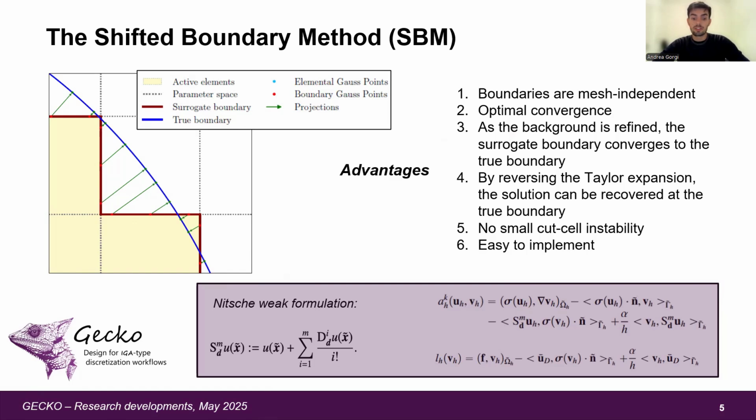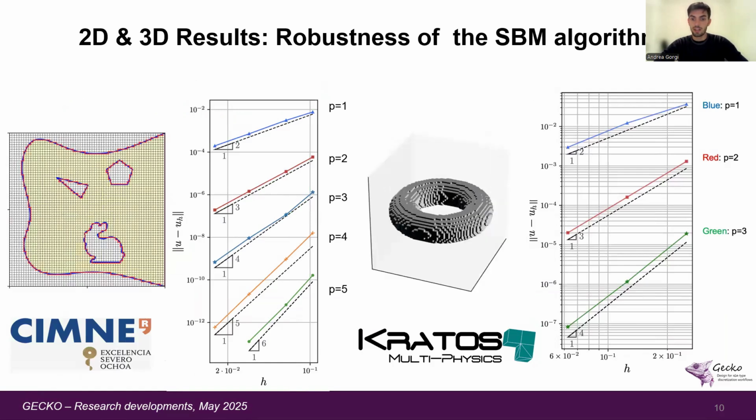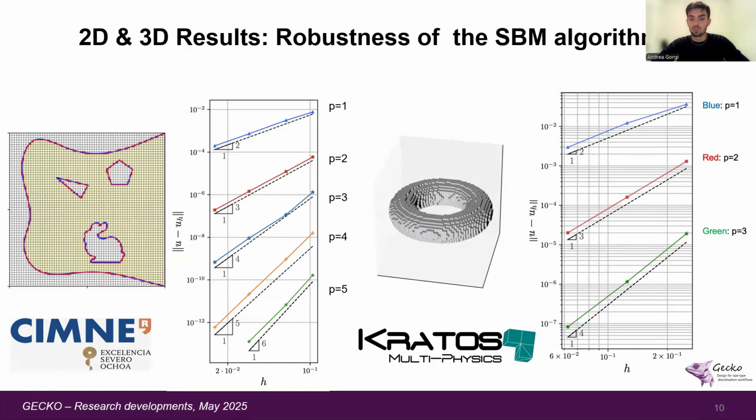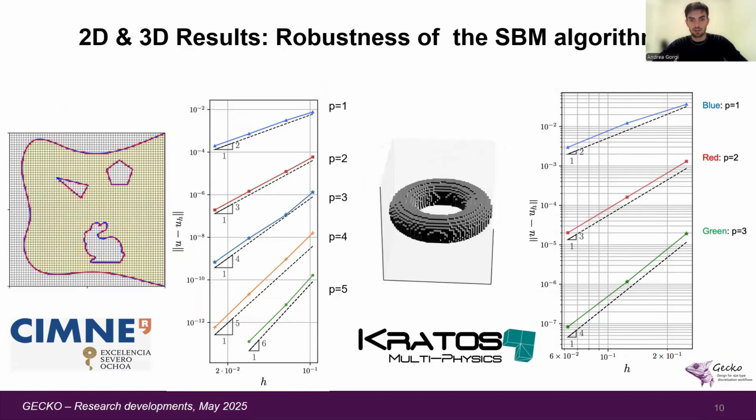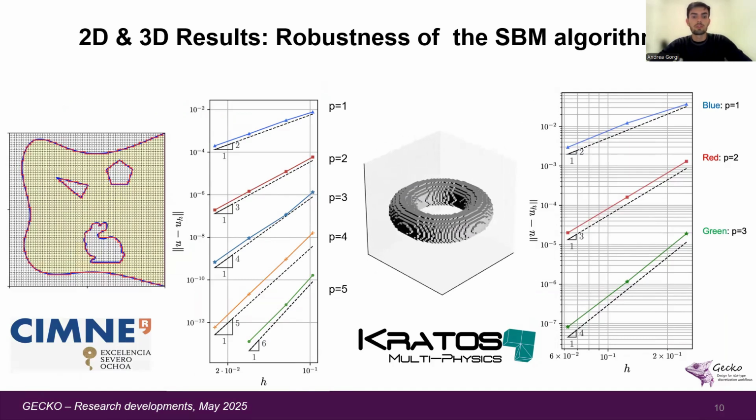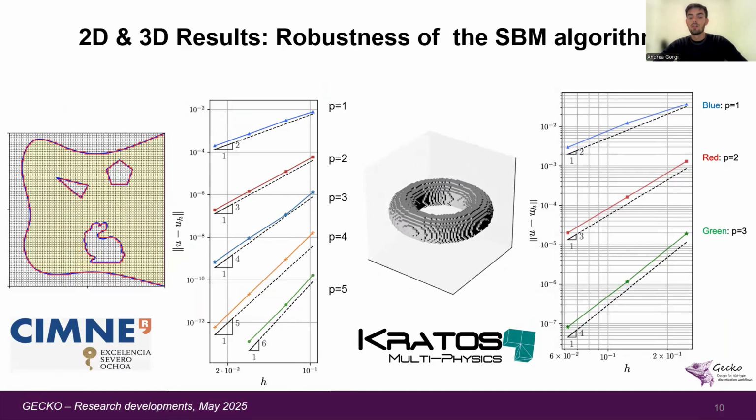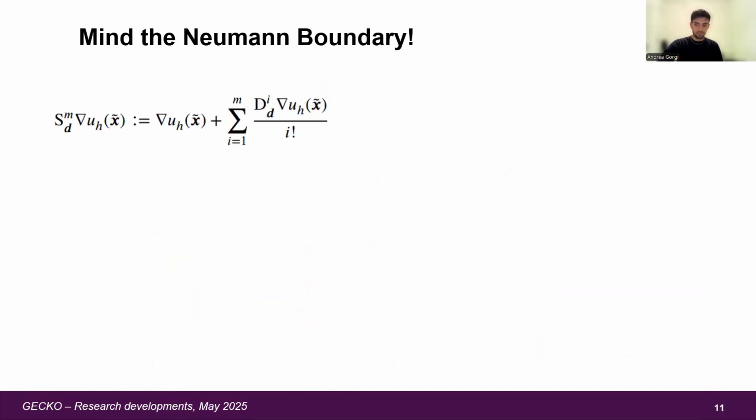Well, we can see some results of the shifted boundary method for structural and fluid problems inside the Kratos Multiphysics software, for both two-dimensional and three-dimensional problems. In this case, we were able to have optimal convergence in all of the cases for the Dirichlet boundary conditions. As I said, the main problem of the shifted boundary method by now is the application to Neumann boundary conditions.